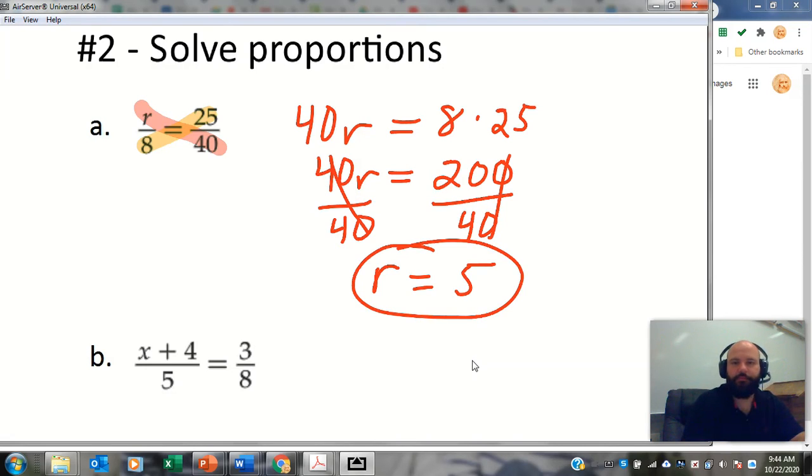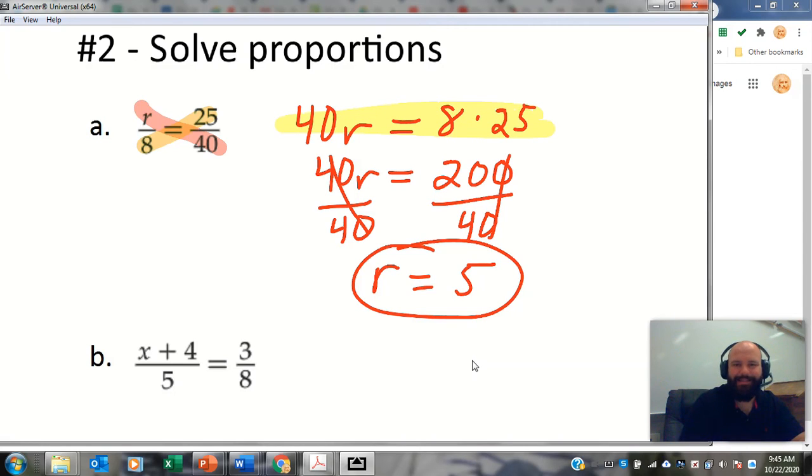There's my solution. So as you can see, we start with a proportion that has one unknown value. We do cross products to get an equation. It will usually be a 1, 2, or 3 step equation. It usually won't be any more complicated than that.